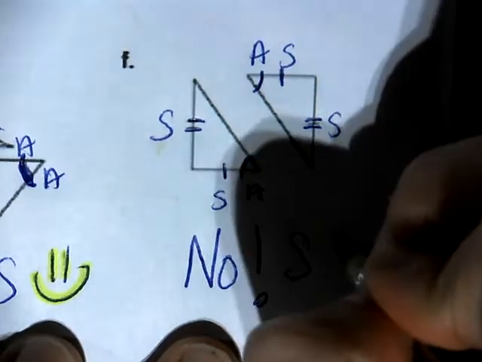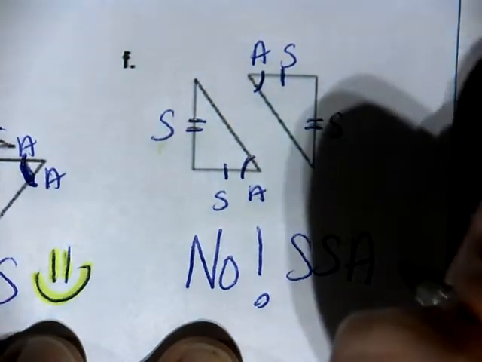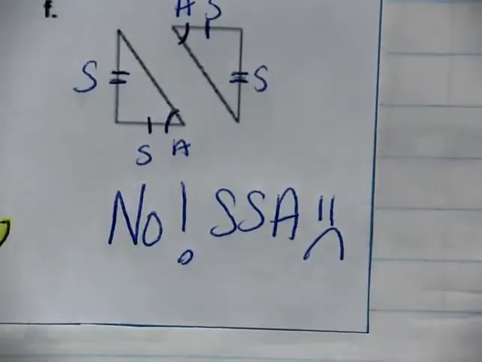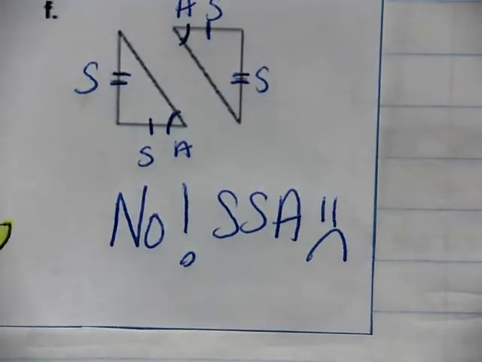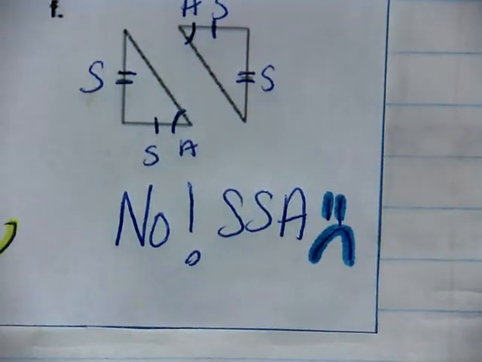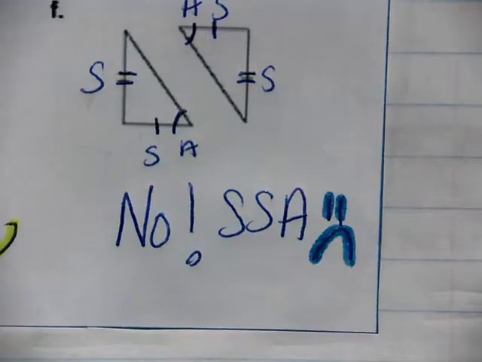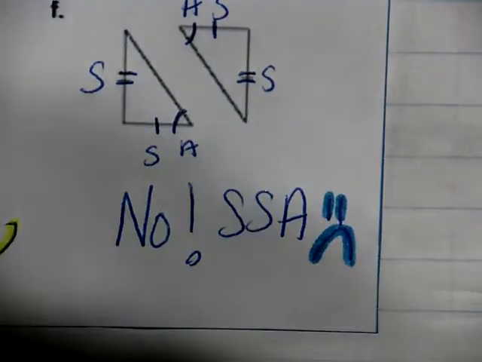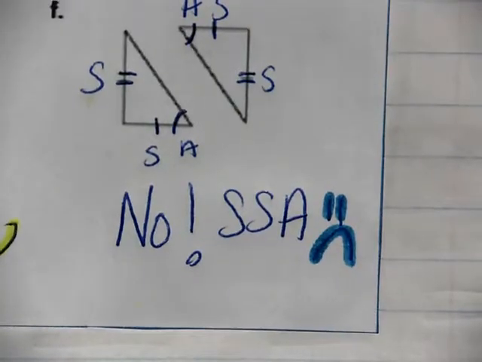We learned that before. So this is sad. This is an SSA. And we know that SSAs are a pain in the SSA. So this is a sad face. It is not side, angle, side, because the angle's not between the sides that we're talking about. This is SSA, and SSA is a pain in the SSA.